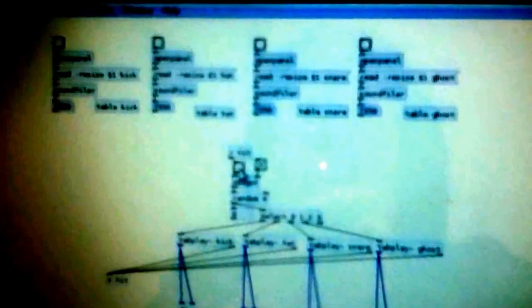This is my patch on Pure Data that I made. It is a breakcore generator. For those of you who don't know what breakcore is, it's a type of music. It features really erratic, crazy drum sequences using a lot of breaks, like the amen break, which is highly featured in drum and bass. It's kind of like drum and bass on crack, basically.